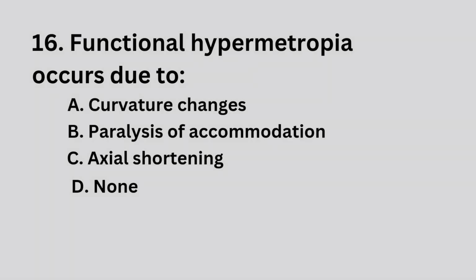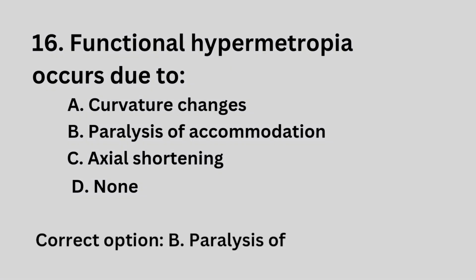Next question. Functional hypermetropia occurs due to. Option A curvature changes, option B paralysis of accommodation, option C axial shortening, and option D none of them. Correct option is option B paralysis of accommodation.